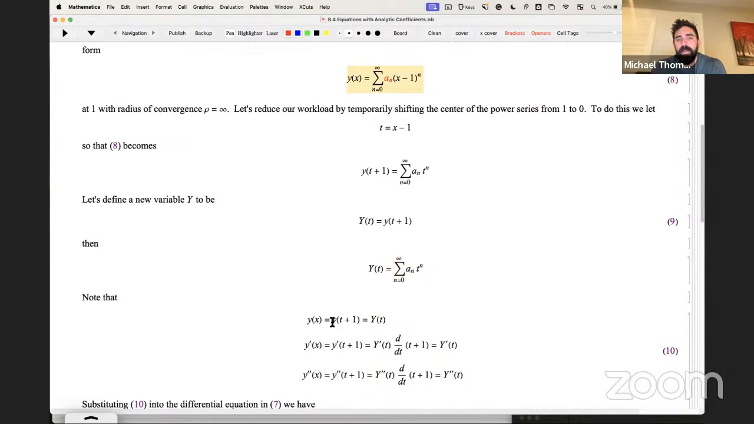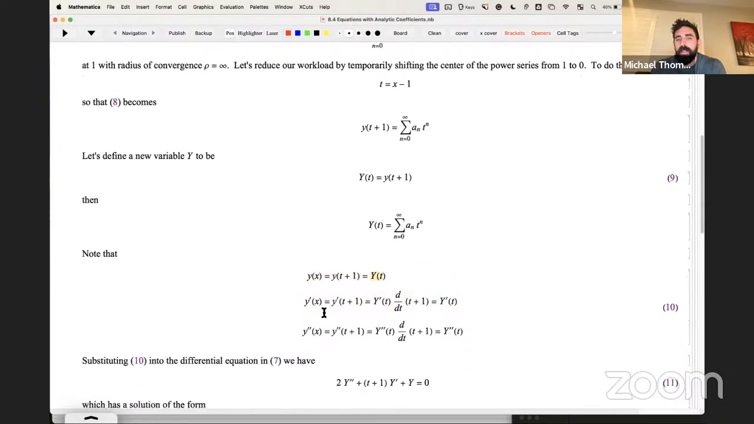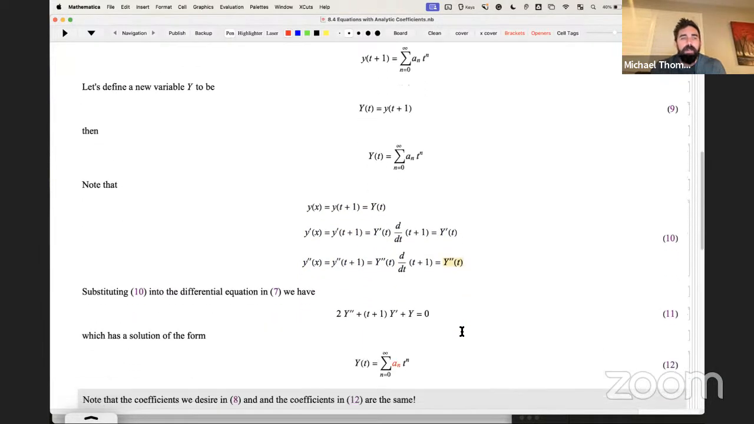And you'll notice that y of x is equal to y of t plus 1, which is equal to capital Y of t. And the same thing with the derivatives. By the chain rule, we know that y of x is equal to big Y of t, y prime of x is equal to big Y prime of t, y double prime of x is equal to big Y double prime of t. So substituting these into the differential equation, we've got this equation in Y.